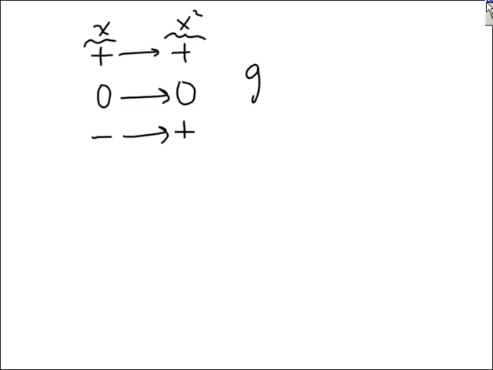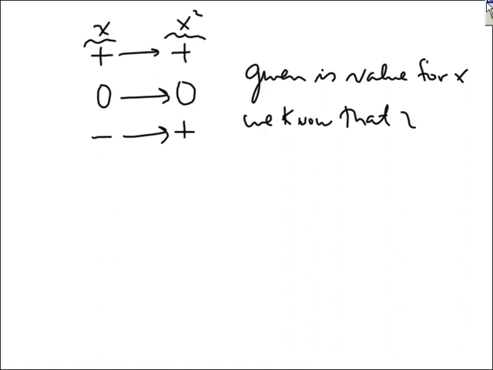Okay? What we learned is given any value for x, we know that x squared, well, what do we know about x squared? We either get positive or 0. We get greater than 0, that's positive, or we get 0. If you square a number, the least you get is 0. You get 0 or more. The least you get is 0.